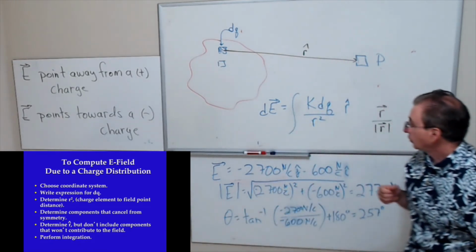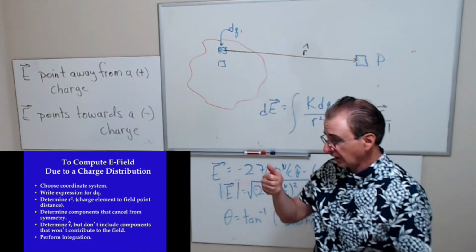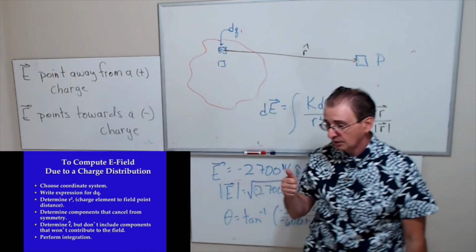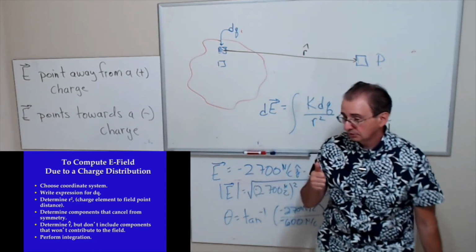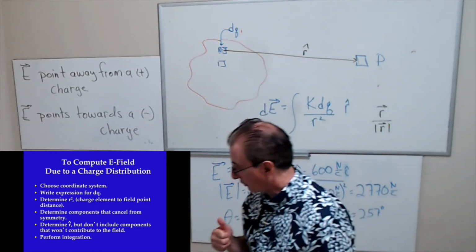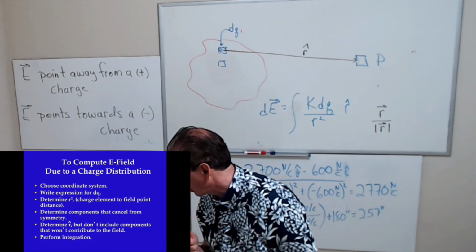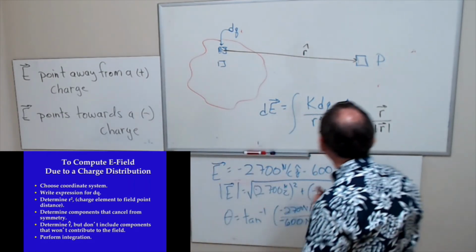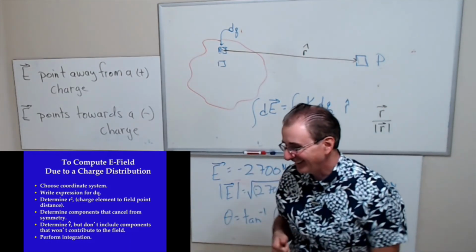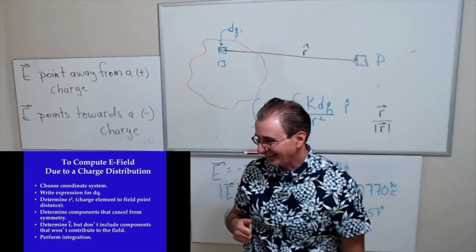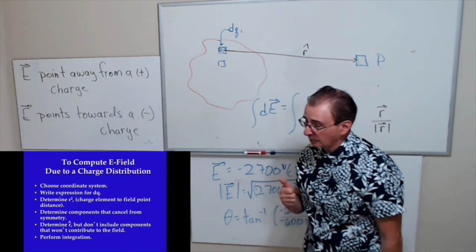Okay. So to determine the electric field due to a continuous charge distribution, first you got to choose a coordinate system. You got to then write an expression for dq. Then write an expression for r hat. Sorry about that, it's sloppy in that part. Then you find an expression for r hat and then perform the integration.